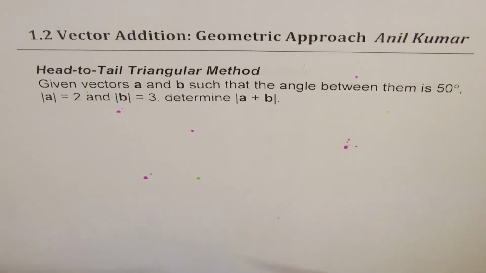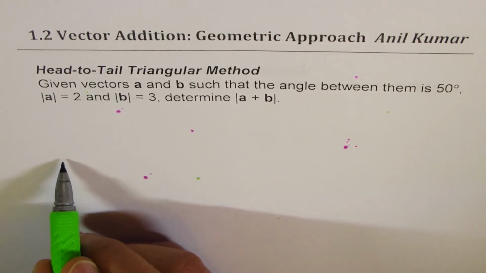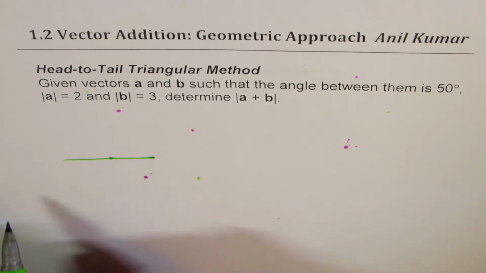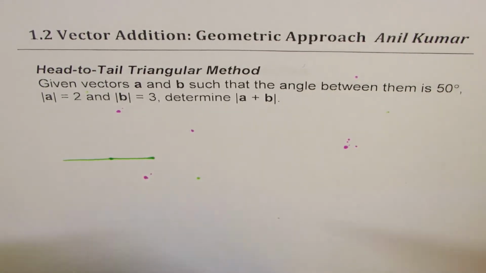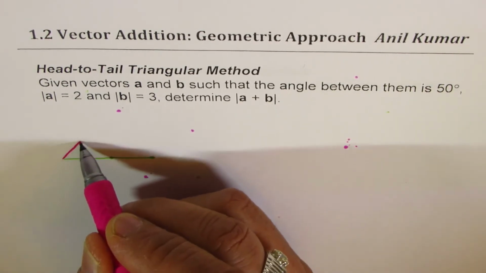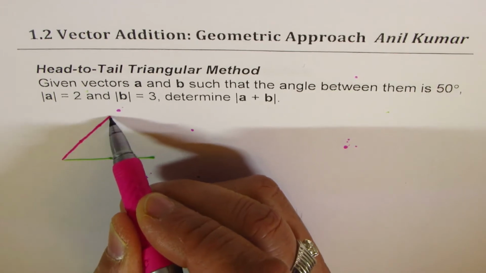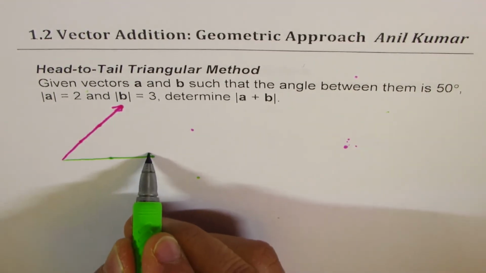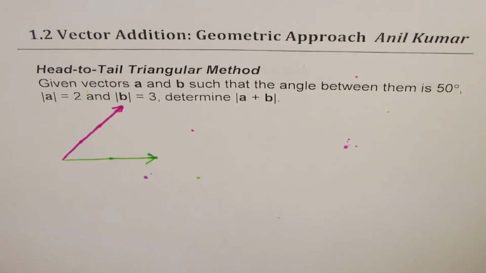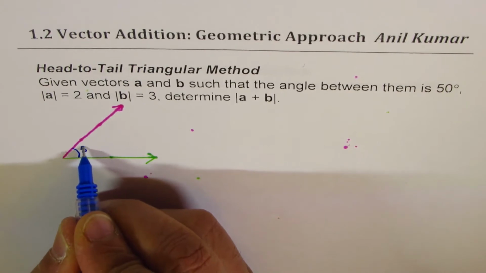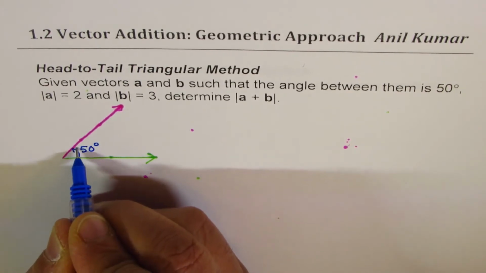Okay. So A is magnitude 2. Let us say this is my scale 1, right? So magnitude 2 means this much. B is magnitude 3. The angle between them is 50 degrees. So we say 1, 2, 3. Correct? So that is B. This is A. The angle between them is given to us as 50 degrees. So this is the angle of 50 degrees between them.